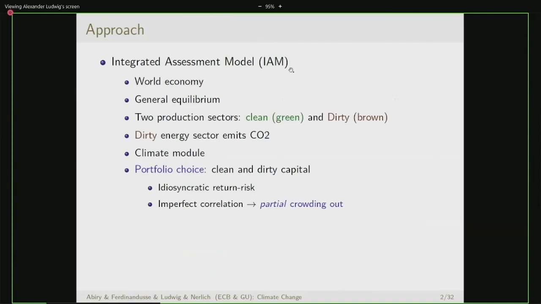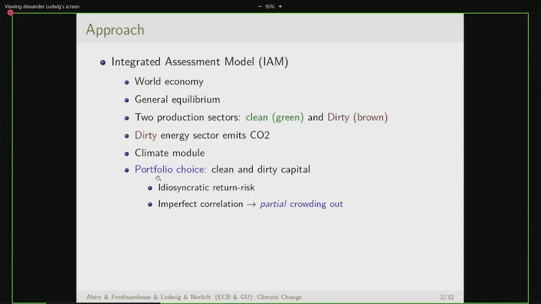What we do is we build an integrated assessment model of, and that's important, the entire world economy, which is in general equilibrium. And there are two production sectors. One is a clean sector and one is a dirty sector. And the dirty sector emits CO2. That CO2 in the climate change model then leads to an increase of the global temperature, and that's going to lead to a damage of the aggregate production. So that's the usual production externality that's modeled in typical integrated assessment models.